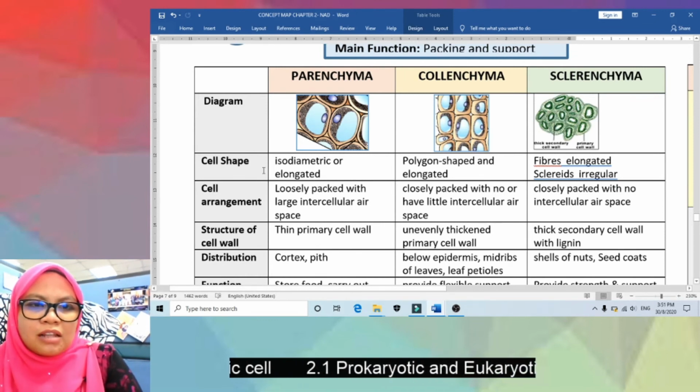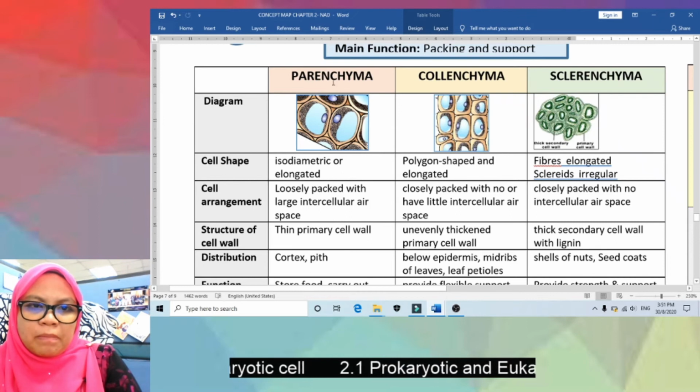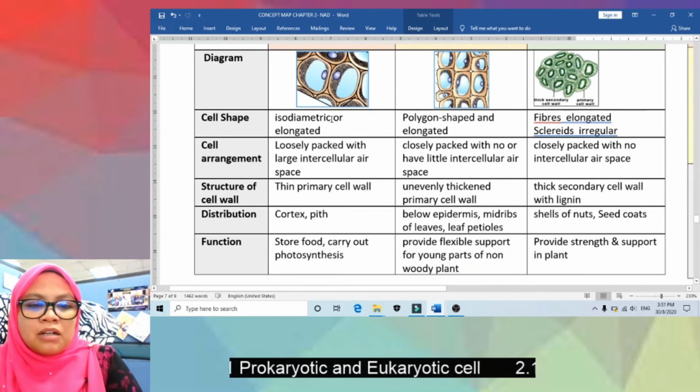So look at the cell shape of parenchyma. The cell is isodiametric shape or elongated. Okay, and then the cell arrangement is loosely packed. So the parenchyma may have large intercellular air space. Gap between cell ni, ini kita panggil sebagai intercellular air space. And for the cell wall structure, parenchyma may have thin primary cell wall.